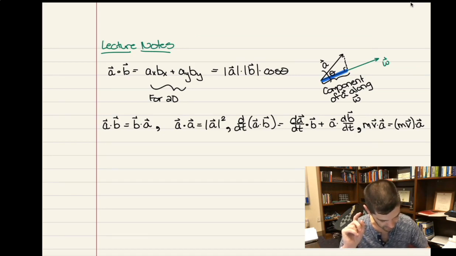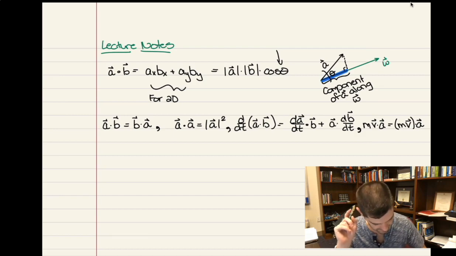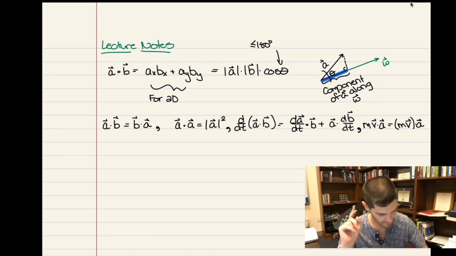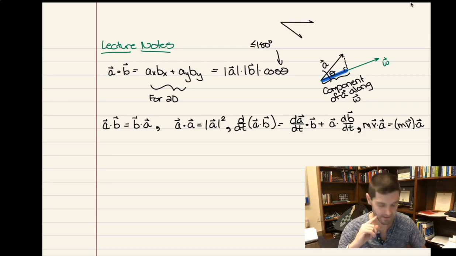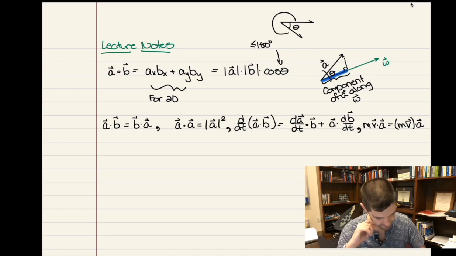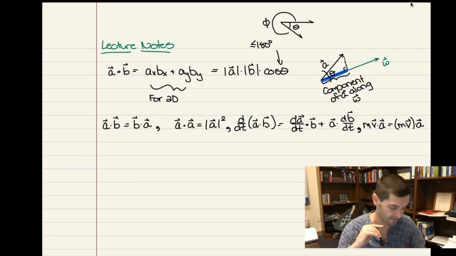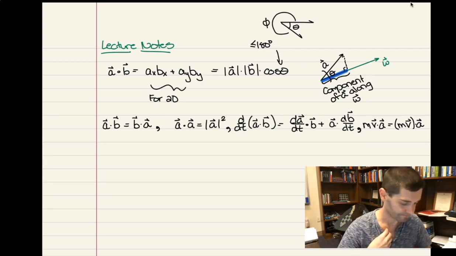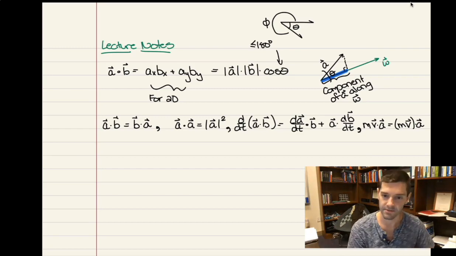I guess it should be pointed out, this angle is always less than or equal to 180 degrees. So if you ever have two vectors like this, and you're wondering, do I measure this angle or do I measure this angle? It is always the smaller of the two angles that you can draw. So theta is always less than 180 degrees.